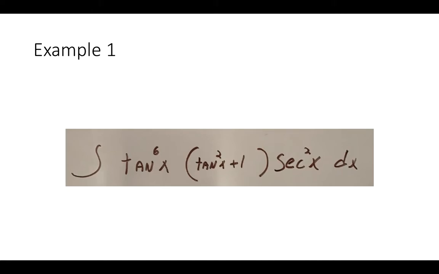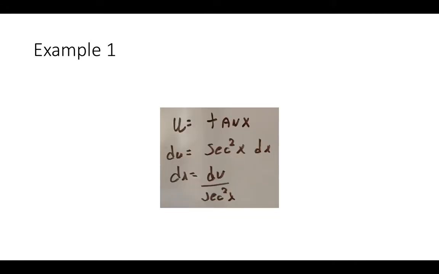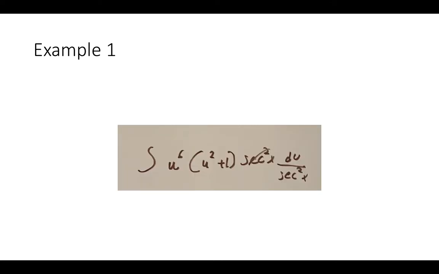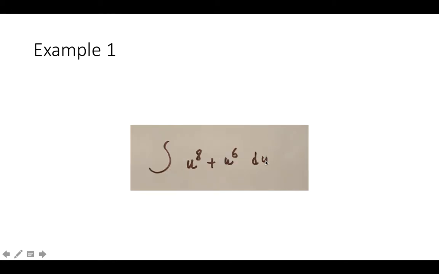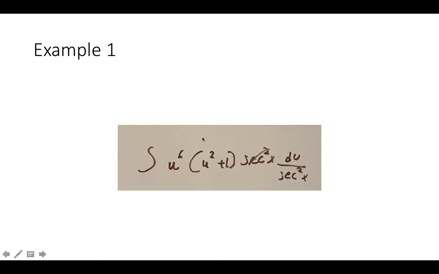Can we do u substitution right now? And the answer is yes. So let's make everything in u. Our u is equal to tan x, our du is secant squared x dx, and our dx is du divided by secant squared x. Let's do some algebraic manipulation. So we have our u to the 6th, u squared plus 1, and then we can cancel out our secant squared because we did the u substitution. Now what we're left with is u to the 6th times u squared plus 1.